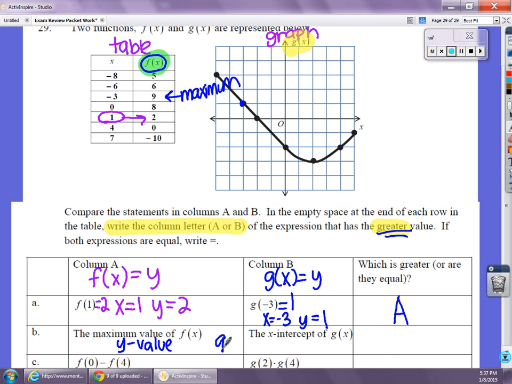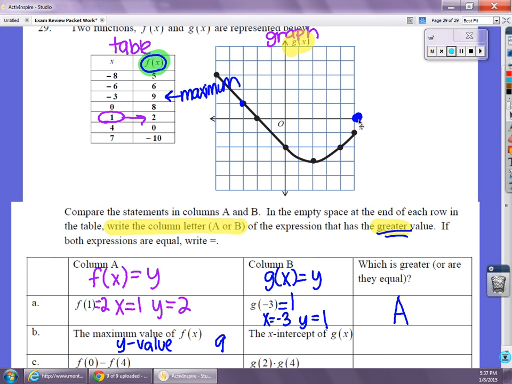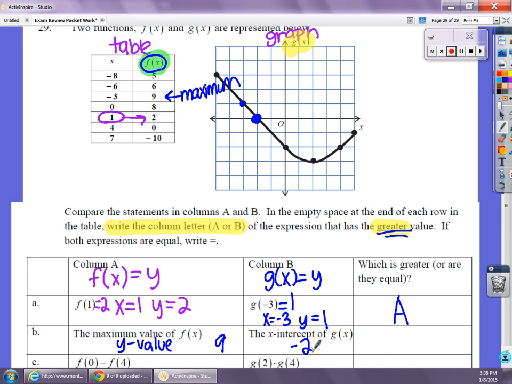The x-intercept of g of x. Okay, x-intercept. Remember, the x-intercept is a point on the x-axis. So I'm looking for when does this graph cross the x-axis. There's x, and that's going to occur right there at negative 2. So again, which one is greater, column A or B? Well, 9 is definitely greater than negative 2, so A is greater.